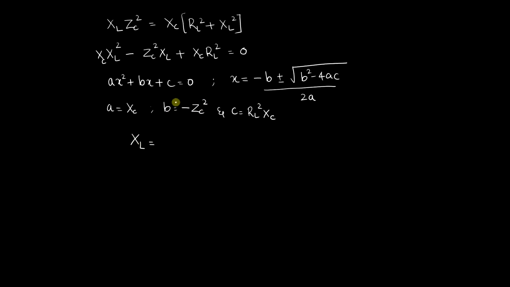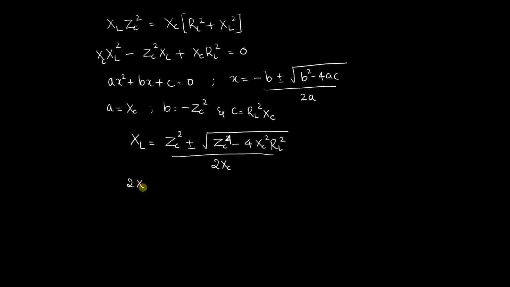Okay, so using this quadratic equation and the simplification of that, we can obtain the result XL to be equal to minus of this particular term is equal to plus ZC square plus or minus square root of ZC square minus 4 XC square. That is because you have XC here, so 4 XC square into, so this is ZC to the power 4 minus 4 XC square, this into this multiplied with RL square divided by 2 times A, that is 2XC.